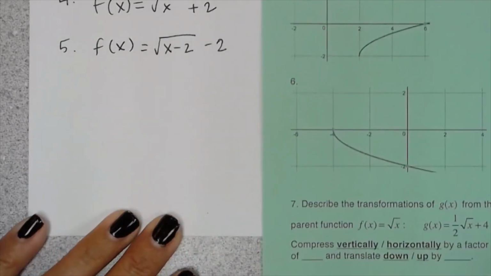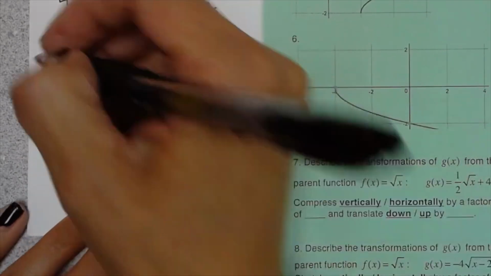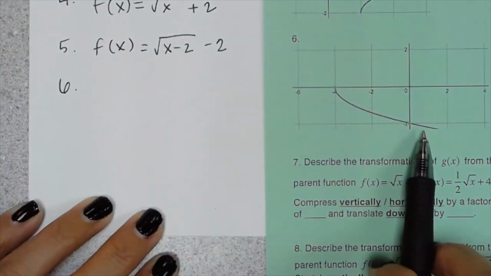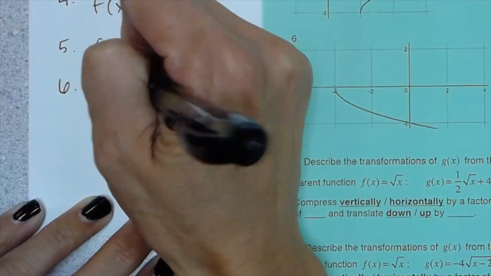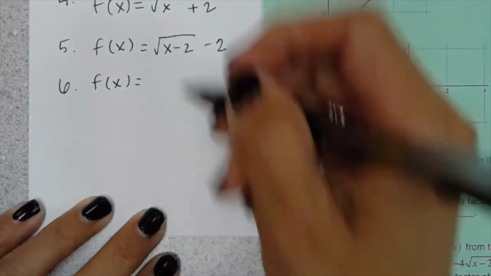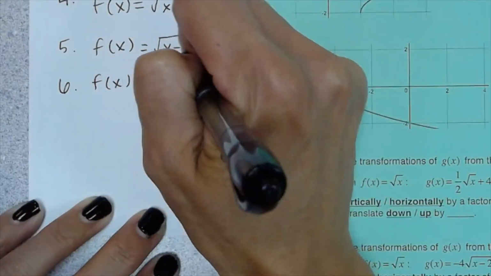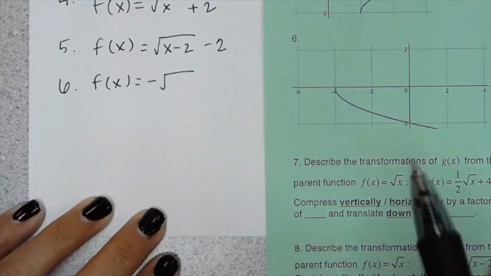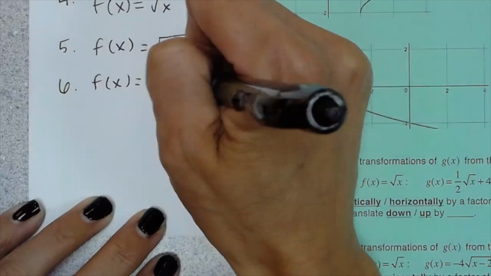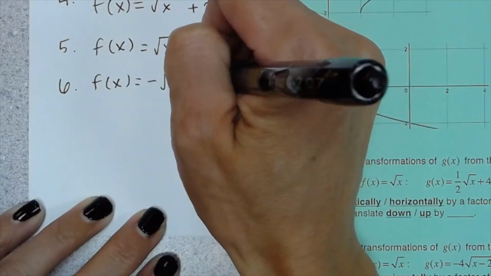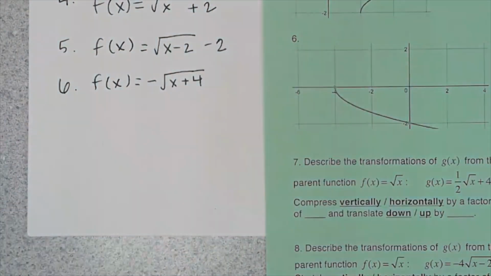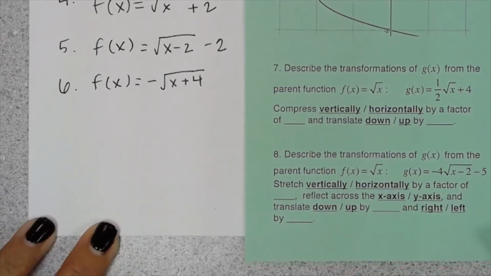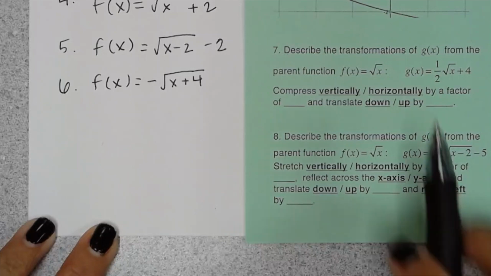And then finally, number 6, we have two things that happened. First, the graph has been reflected across the x-axis. So anytime you have a reflection across the x-axis, you're going to put a negative in front of the square root. And then the graph has also moved left 4. So since it's a left 4, we're going to go x plus 4 underneath the square root. So there's your function.